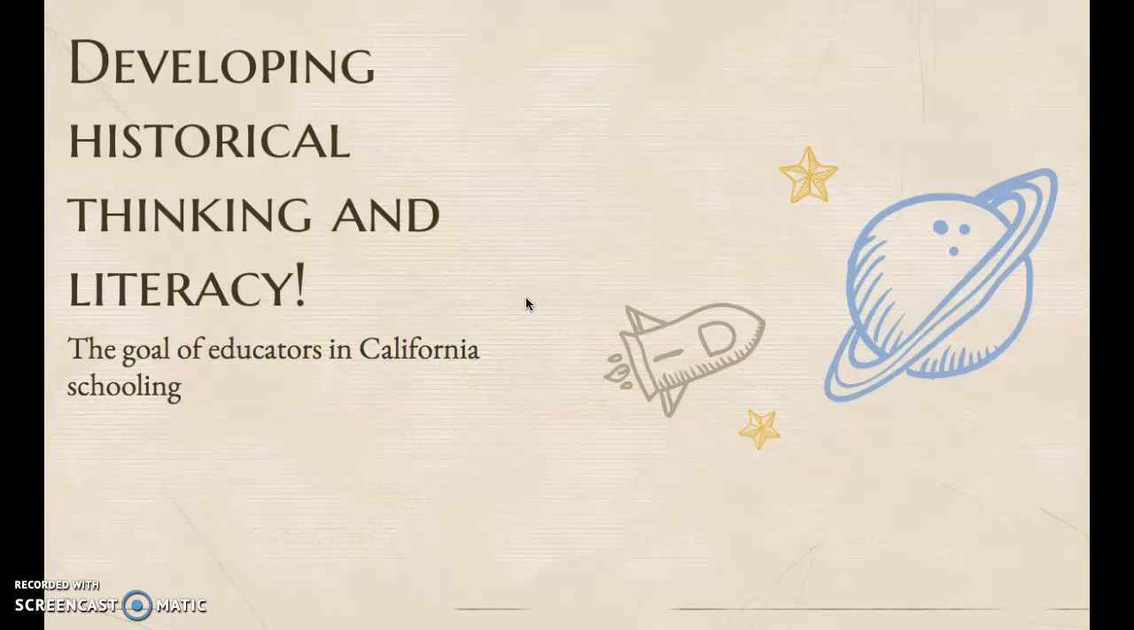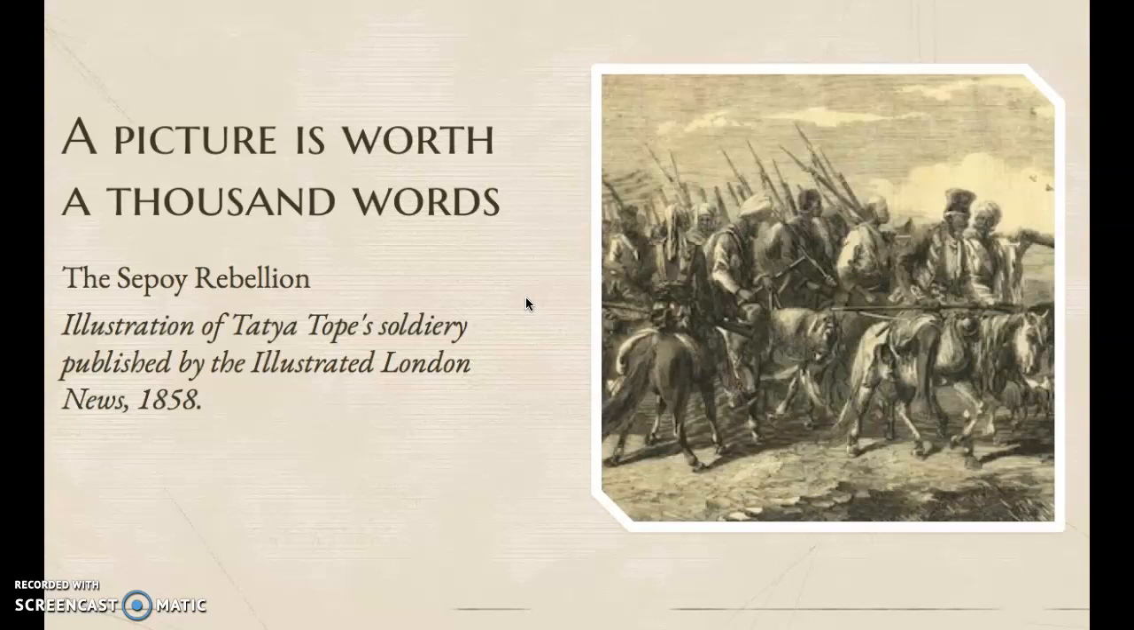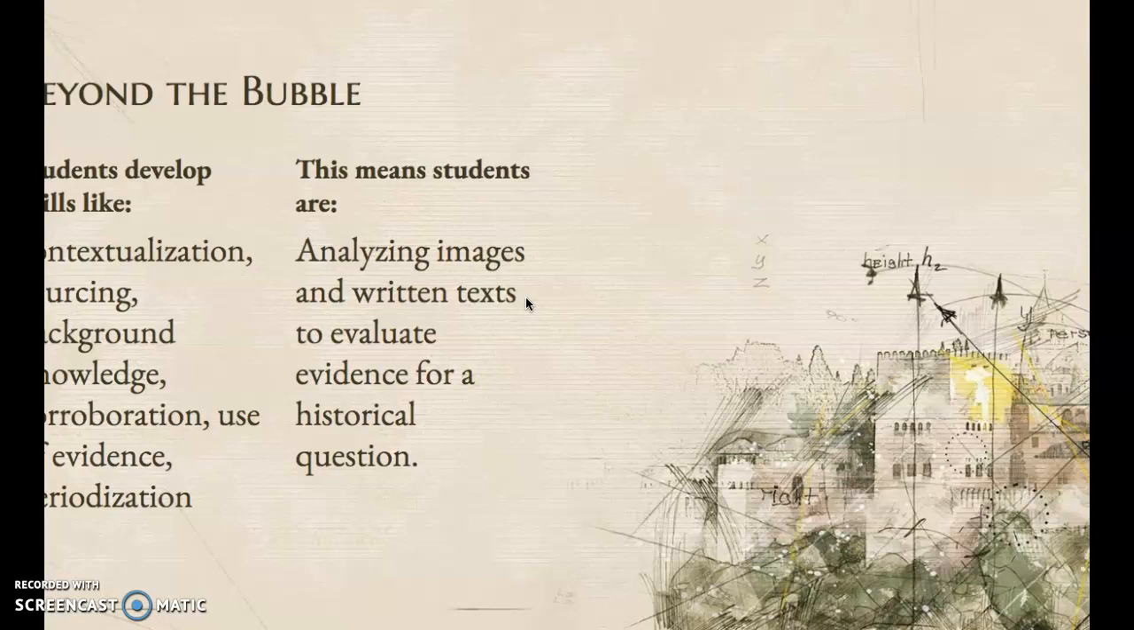So our goal as educators now is not just to deliver historical facts, but also to develop literacy across content areas. For Reading Like a Historian, they provide an example of a lesson plan, the Sepoy Rebellion. They give a really nice delivery of content that is also differentiated, so that you have different resources for different learners. We have Beyond the Bubble, which, as mentioned, teaches all these skills to students, and it makes them analyze images and written text to evaluate the evidence for historical questions and provide their own arguments.